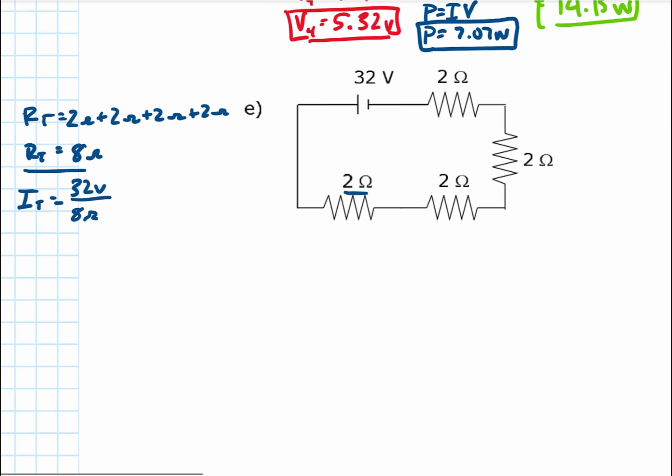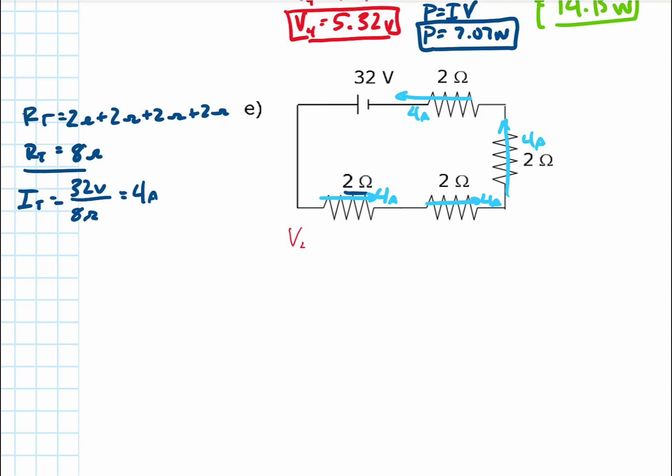giving me 4 amps. That means we have 4 amps through each resistor, because current does not get used up. It's the same all the way through. So we have 4 amps through each resistor. Now, since they're all the same, it's going to make this a little bit easier.